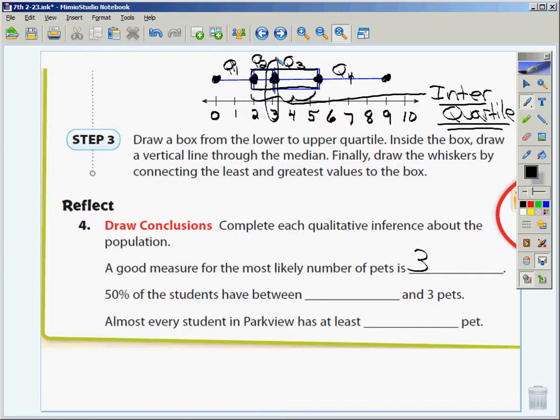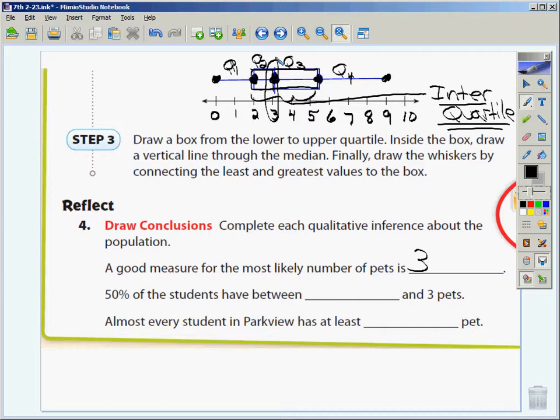Could I recognize the mode when things are displayed this way? No, because I don't know even if 3 existed in my data when I look at it, because 5.5 didn't exist in my data, did it? It just was the median of that piece. So, I can't find the mode, but 3 is the median of this group, and it's a good representation of how many pets each person has.